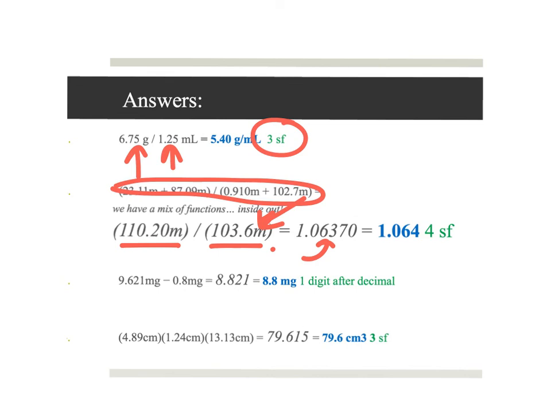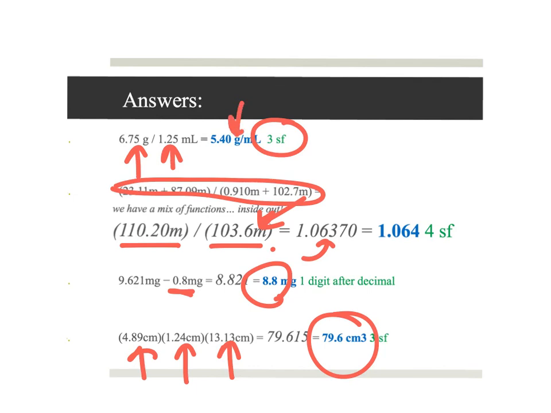Here's a simple subtraction. This only has 1 decimal place, so your answer only has 1 decimal place. And our last one is a multiplication equation. Again, this has 3 significant figures, this has 3, this has 4, so our answer should have 3. Make sure you pay particular attention to units. If it's a double unit like in number 1, grams over milliliters, or a cubed unit like in number 3 if you're multiplying. So you also want to keep in mind those certain things as you are doing your mathematics.